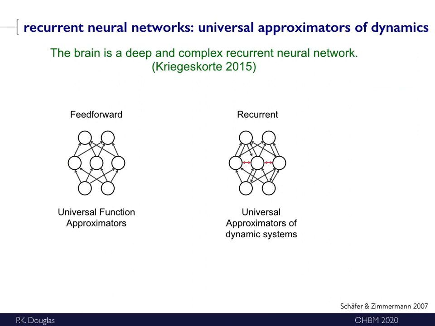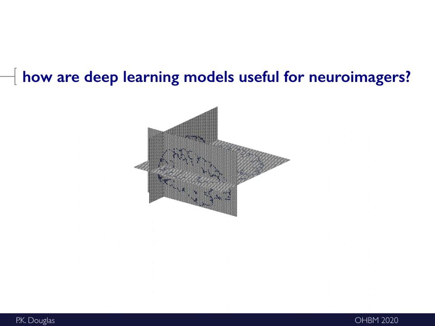Up until this point, we've been mostly talking about feed-forward neural networks, but the architecture of the cortex includes top-down, bottom-up, and recurrent connections. Whereas feed-forward neural nets are universal function approximators, recurrent neural nets are universal approximators of dynamical systems. So depending upon the application, you may choose to use a feed-forward or a recurrent neural network. But how are deep learning models useful for neuroimagers?